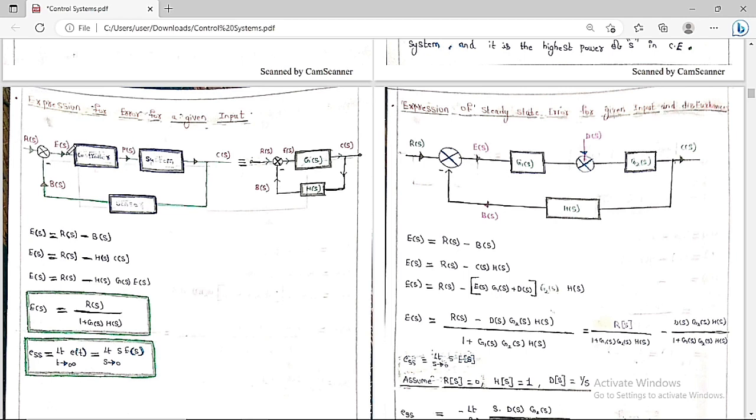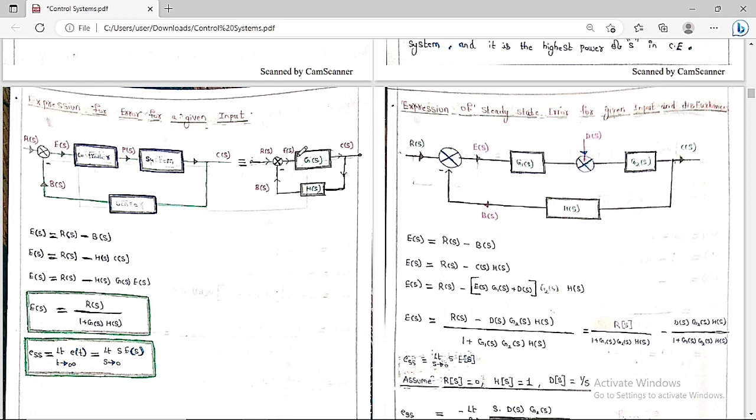Here the input is E of S and the output is C of S. The overall gain is G of S, and the sensor gain is H of S. This is the B of S and this is the C of S. The input is R of S, and it goes to the summer, plus minus.